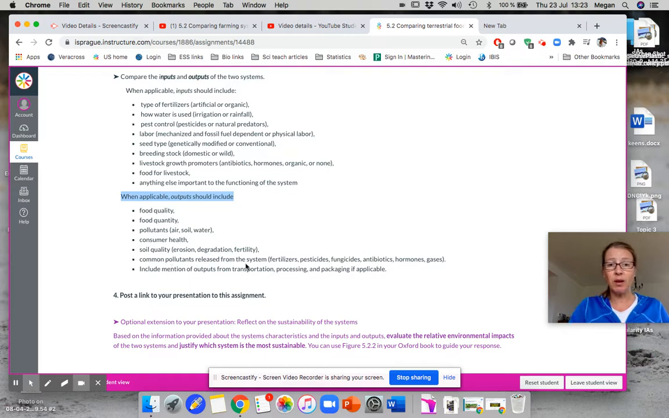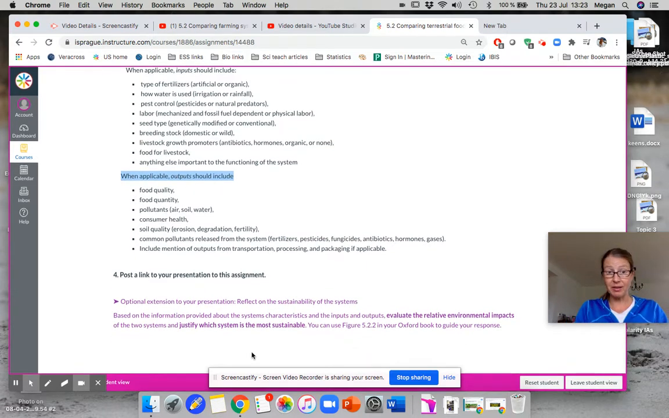Common pollutants, I guess I have that twice in here, so you don't need to do it twice. And then any outputs from transportation, processing, packaging, if applicable. So again, talk about what's applicable there, okay? And then you'll just post your link when you submit the assignment.